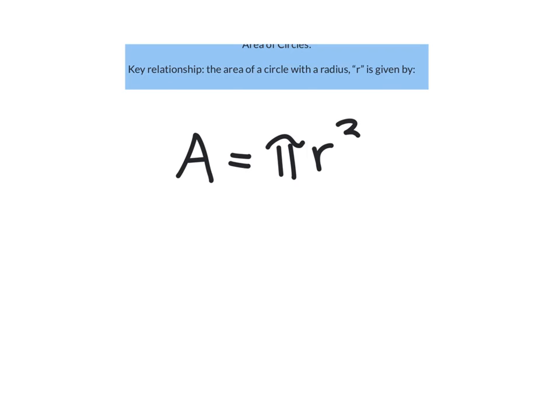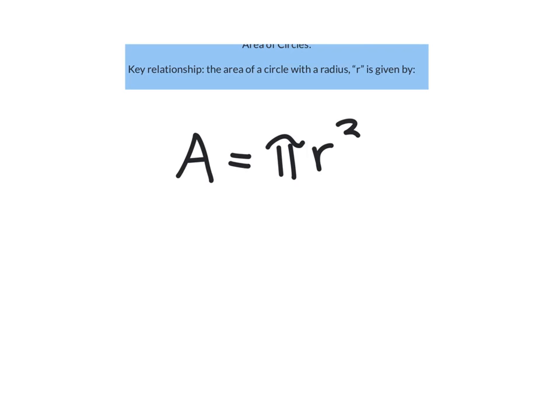Now just like with our distances, if we had C equals pi d, we could divide through and rearrange it to see what d would be if we knew C. We can do the same thing here. So if we knew A, or the area, we could rearrange this equation to see what r is going to be. So we can use A to find r.